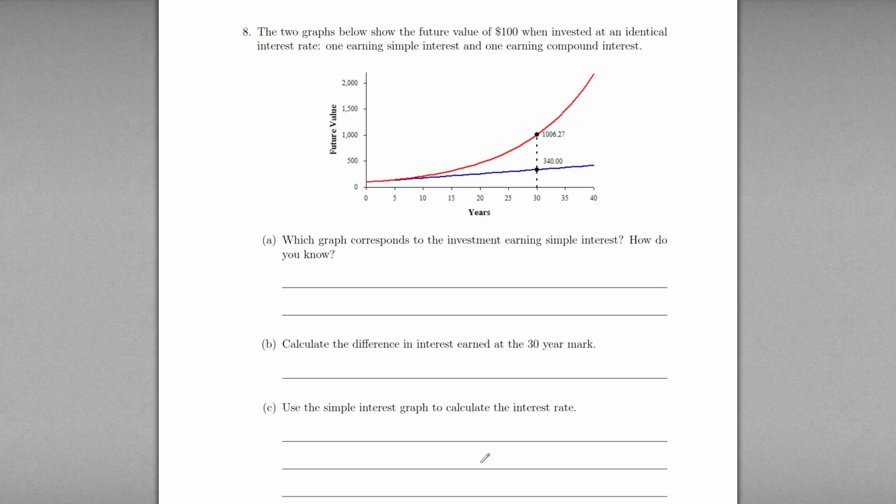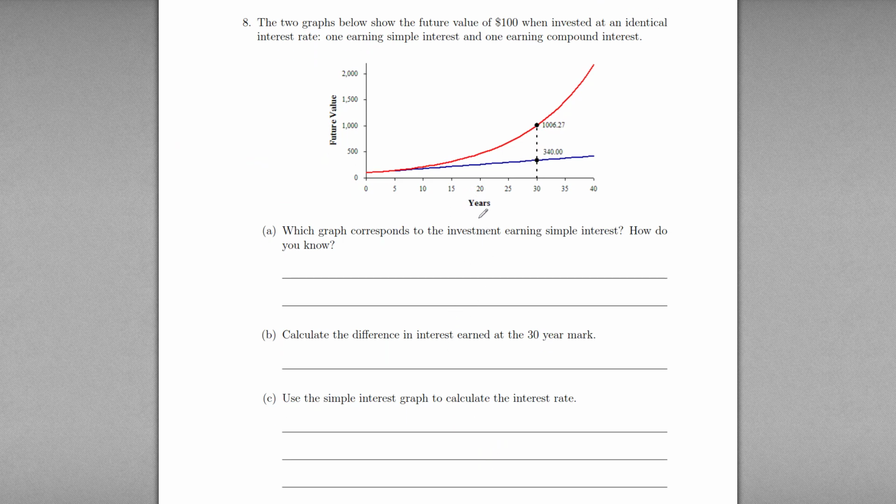Alright, two graphs show future value of $100 when you're investing it at the same interest rate, but one is simple interest, one's compound interest. So which one's simple interest? Is it the blue or the red one? Well, it's the blue one. How do we know? Because simple interest increases in a straight line. Compound interest is the one that gets faster and faster and faster as it goes. It's the exponential kind of curve. It's going faster as it goes. Okay, so that's why we know it's simple interest.